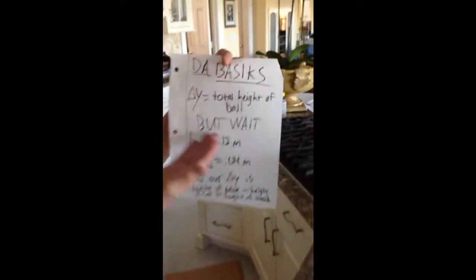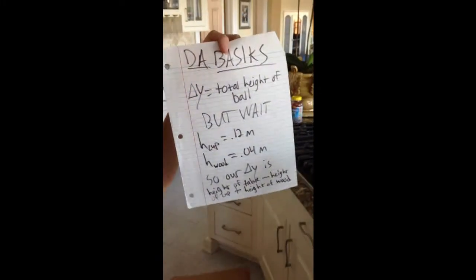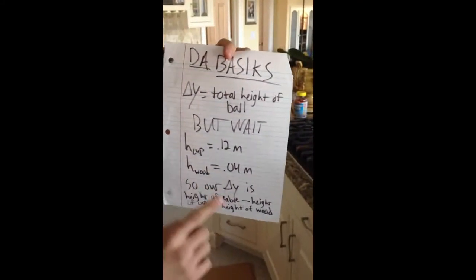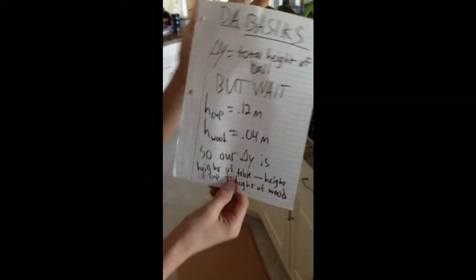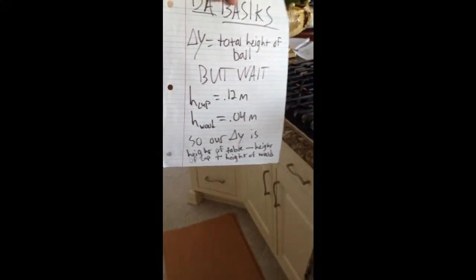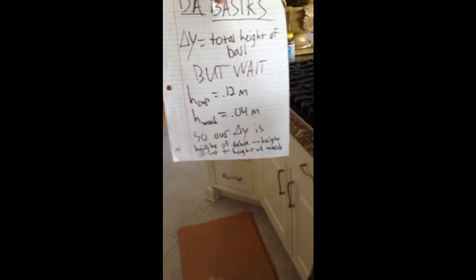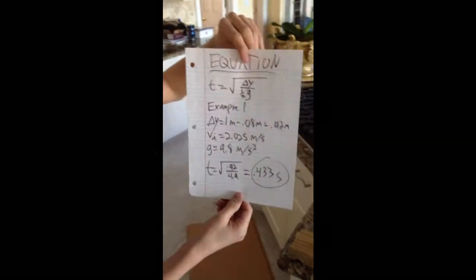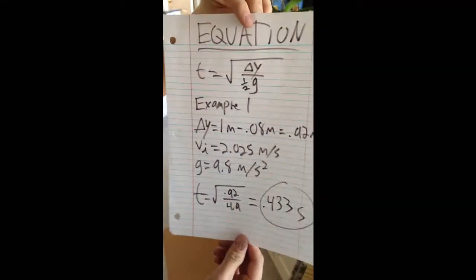Alright guys, so basically we had to identify delta y, which is the total height of the ball. But wait, we have to take into account the height of the cup, which is 0.12 meters, and the height of this wood block right here. That also takes effect on the ball, and that's 0.04 meters. So, in other words, our delta y is the height of the table or counter, or whatever we have it on, minus 0.08 meters. Now that brings us to our next equation. Look familiar? t equals the square root of delta y over 1/2 g. That's what we're going to use.